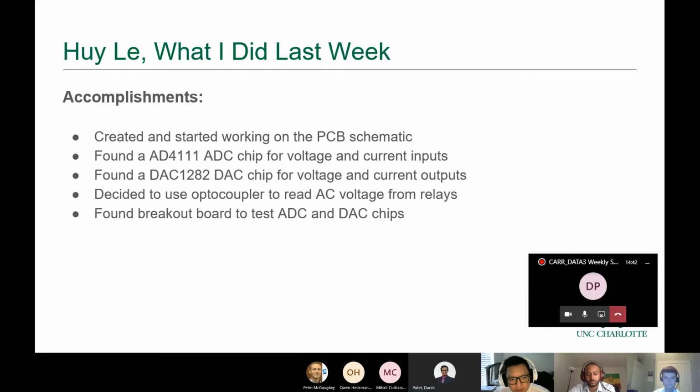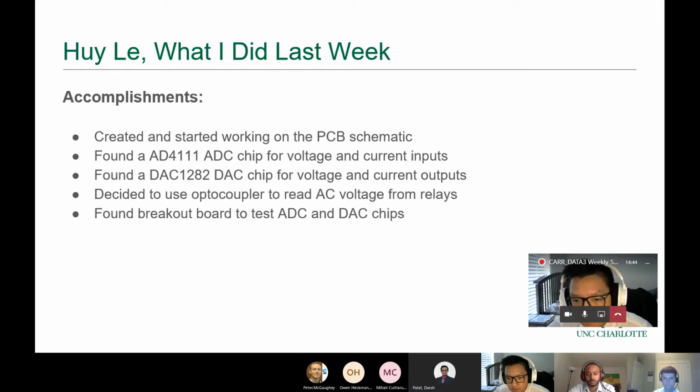So what I did last week, I just worked with Nathaniel and Andy on the schematic. We added the modules in. We basically created blocks of modules that organized the whole schematic together. Added the ADC chip that looked very promising.